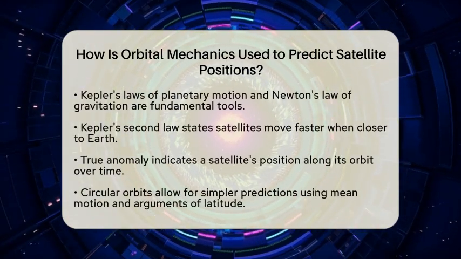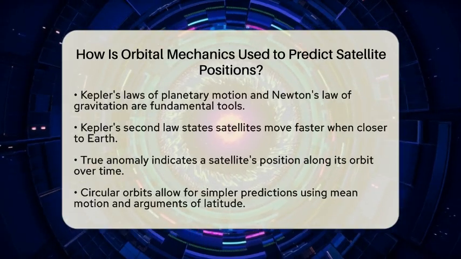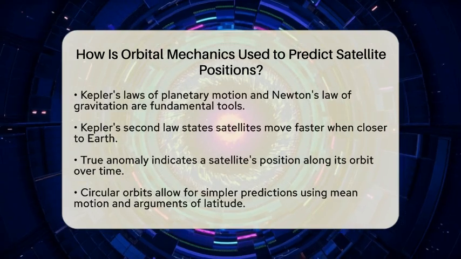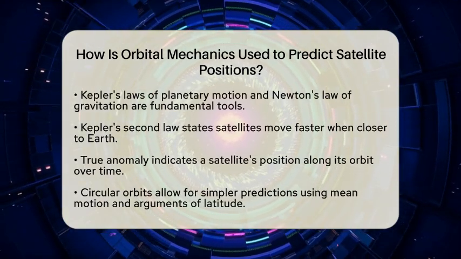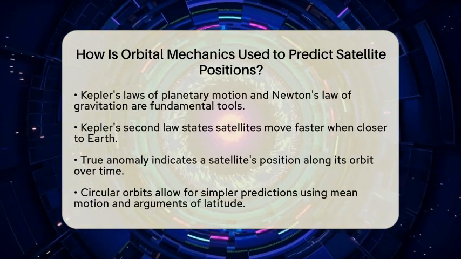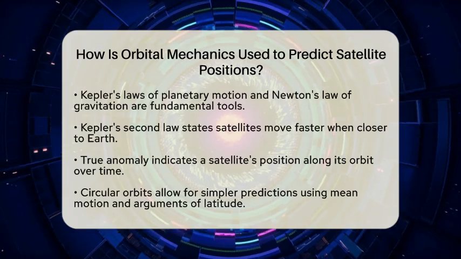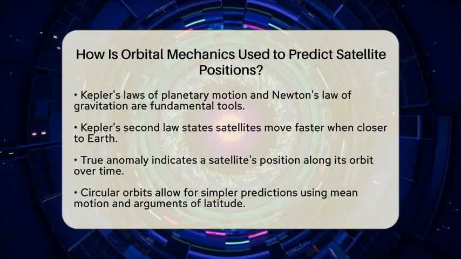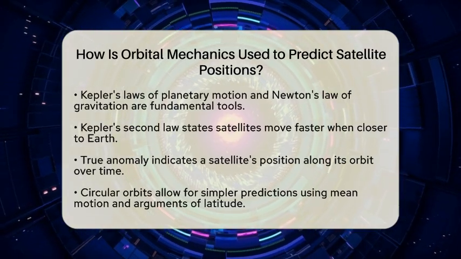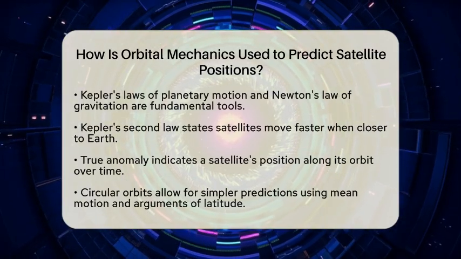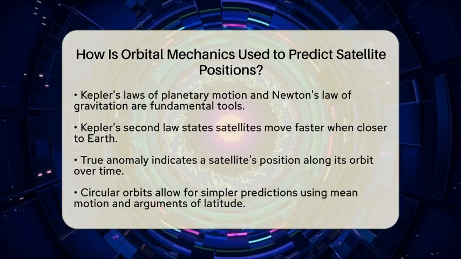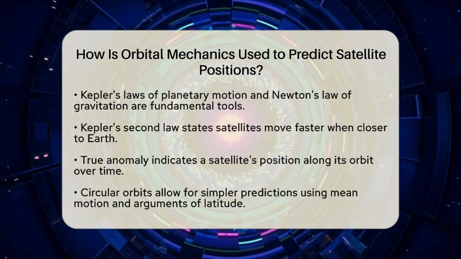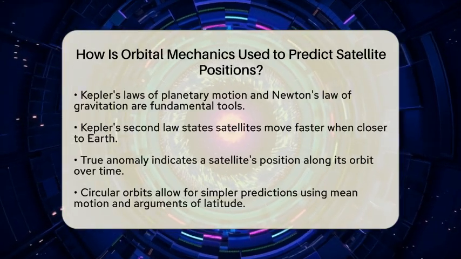of gravitation. For instance, according to Kepler's second law, a satellite travels faster when it is closer to Earth and slower when it is farther away. This means that the satellite's position changes in a non-uniform way, especially in elliptical orbits. To keep track of this, we calculate the true anomaly, which is the angle that indicates the satellite's position along its orbit over time. In the case of circular orbits, predicting the satellite's position is more straightforward.